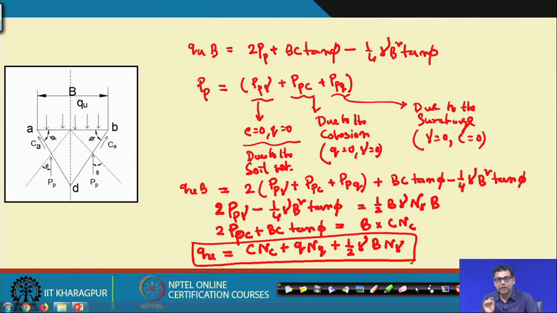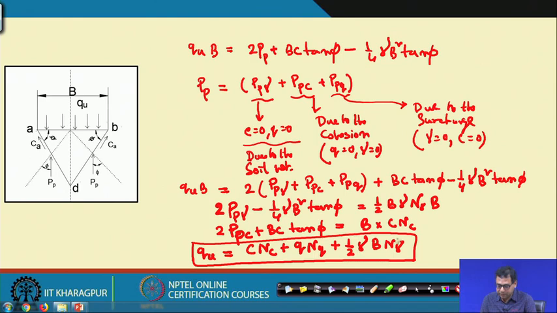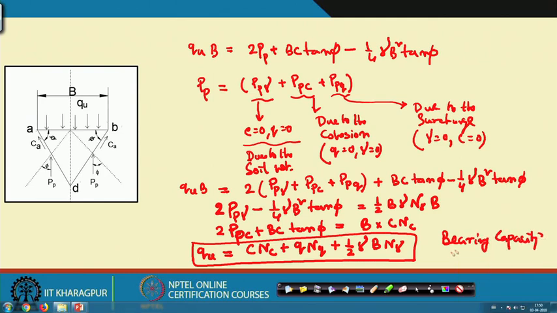So, based on Terzaghi, from here to here, I am just directly writing, but these are the final things. Now, what are N_c, N_q, N_gamma? These are called bearing capacity factors. These are the N_c, N_q, N_gamma. And q, what is q?